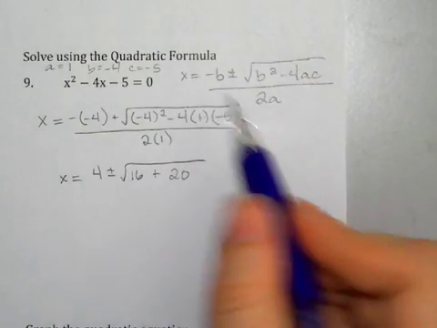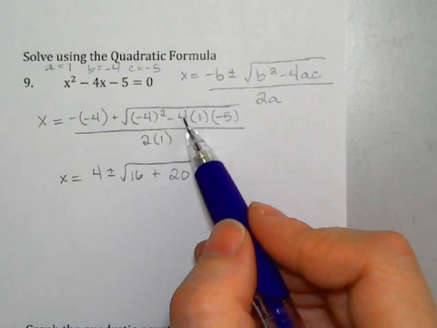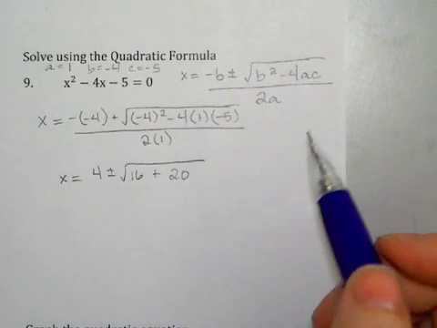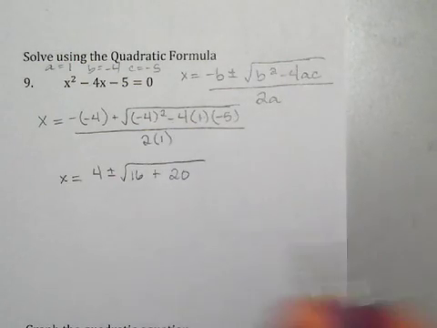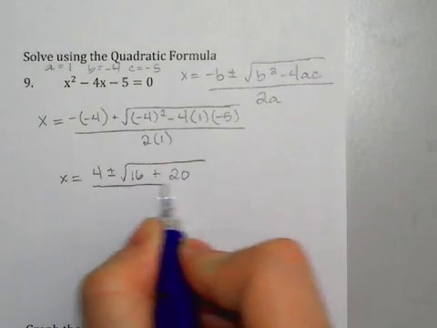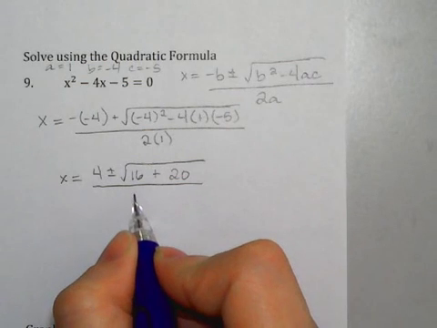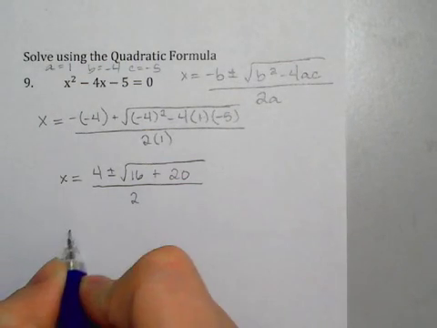Remember, you're just multiplying these straight across. And you can just do that on the calculator. Negative 4 times 1 times negative 5. Just make sure you remember that this is a negative 4. And then all divided by 2 times 1, which is just 2.